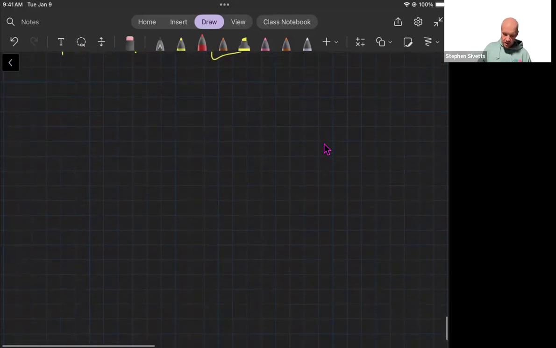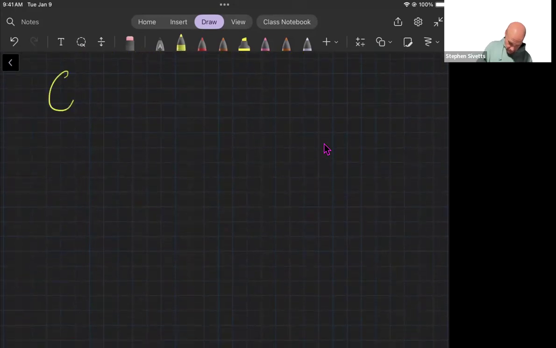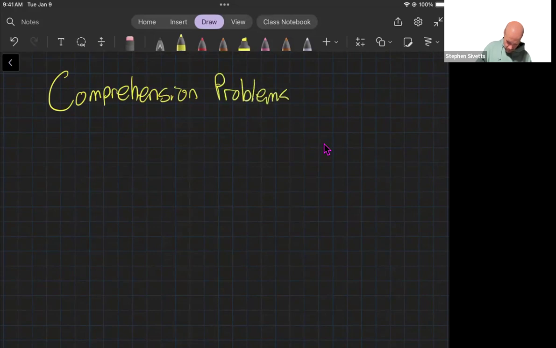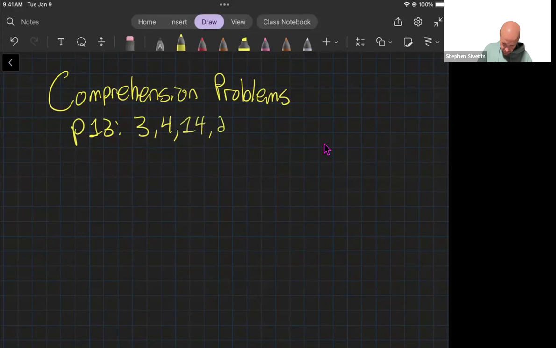Now to check for comprehension, I want you to work on these problems. On page 13, I wrote them down for you to practice: 3, 4, 14, 20, 22, 43, and then 44. If you have questions, let me know in the comments.